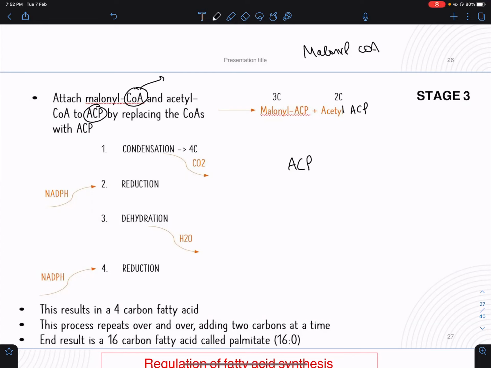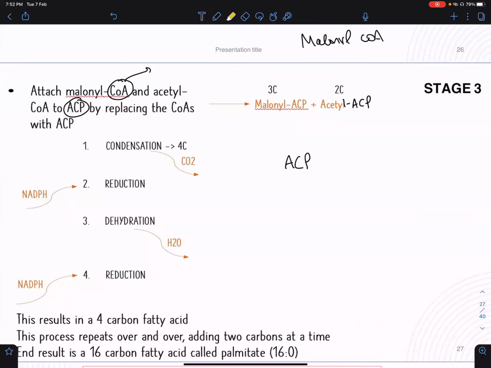Okay, so again, all that's happening here is instead of malonyl CoA, you now have malonyl ACP, and instead of acetyl CoA, you now have acetyl ACP. So this protein is just like kicking the CoA out of its place and taking its place. Okay, that's all it's going to do. One thing to keep in mind is the number of carbons on each one, just these two. Okay, so the acetyl CoA, always remember it's only 2 carbons. The malonyl CoA is 3 carbons. Okay, so these two are gonna undergo these 4 reactions together.